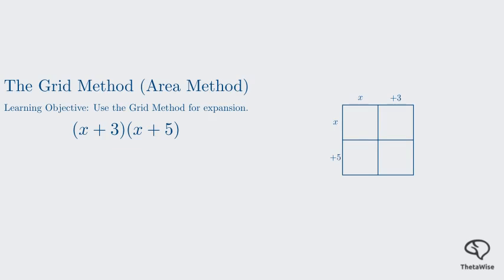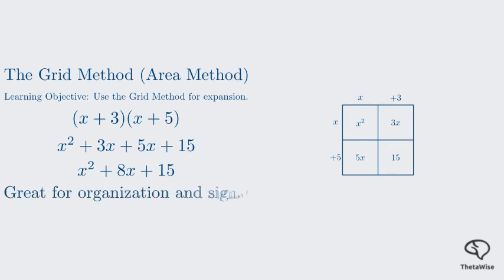Now, we fill in each box by multiplying the row header by the column header. In the first box, x times x is x squared. In the top right, x times 3 is 3x. In the bottom left, 5 times x is 5x. And in the final box, 5 times 3 is 15. Just like before, we add all these areas together. When we collect the 3x and 5x, we get 8x. The result is exactly the same, x squared plus 8x plus 15. This method is excellent for staying organized and avoiding mistakes with signs.